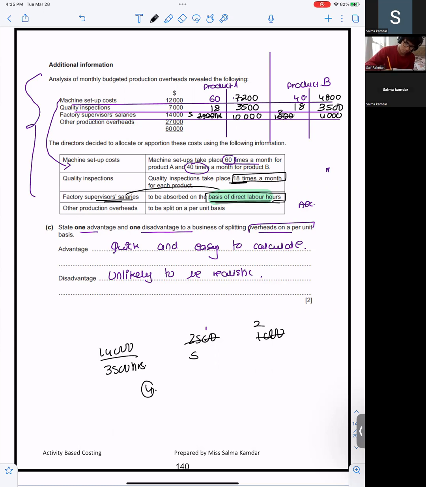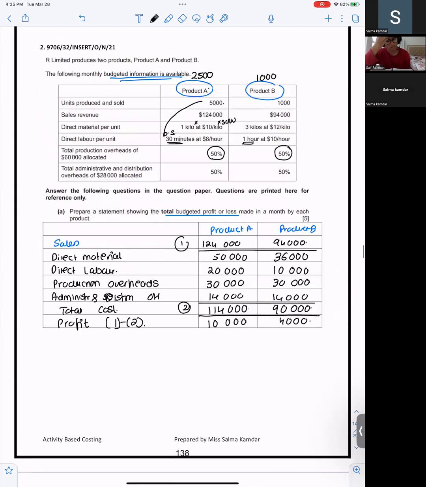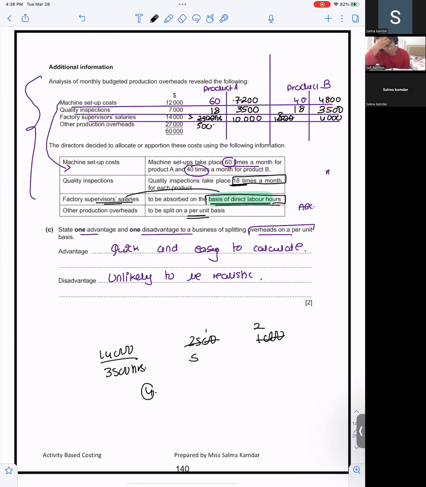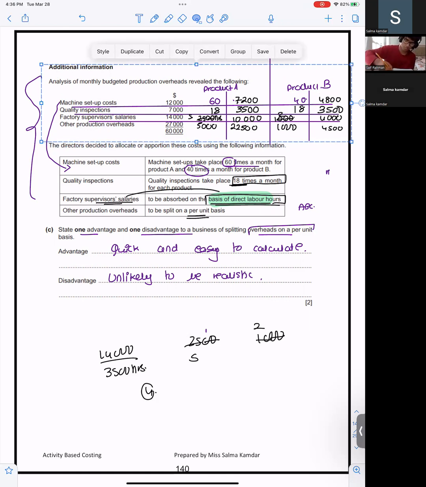Okay. The production overhead is split on per unit basis. What is the number of units? Per unit, 5,000 and 1,000. So you'll do 27,000 divided by 6,000. So this will become 22,500 and this will become 4,500. So you found the cost driver rate and you also apportioned it, right?